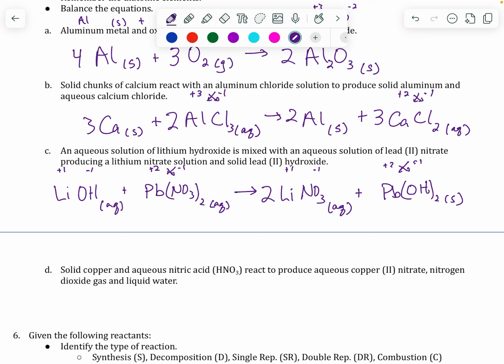All right, now, because we crisscross those, balance the entire equation. I need 2 in front of the lithium nitrate. I also need 2 in front of the lithium hydroxide there.